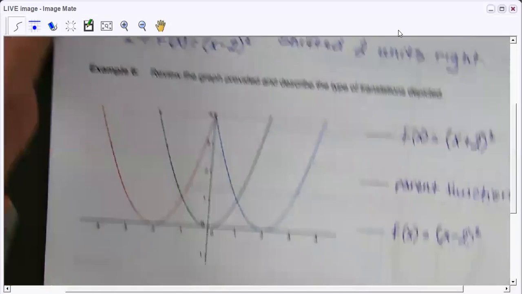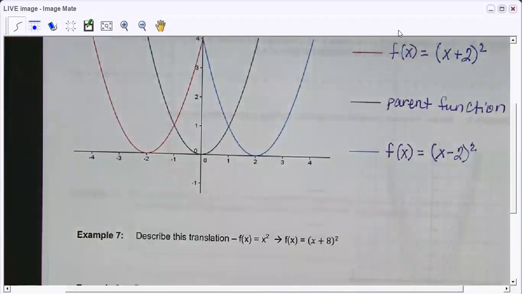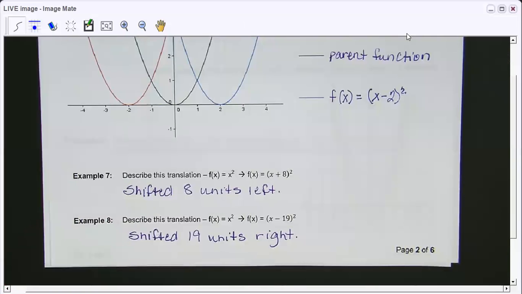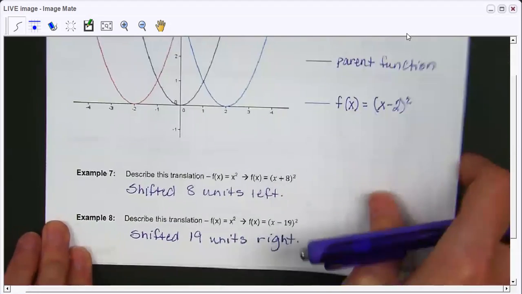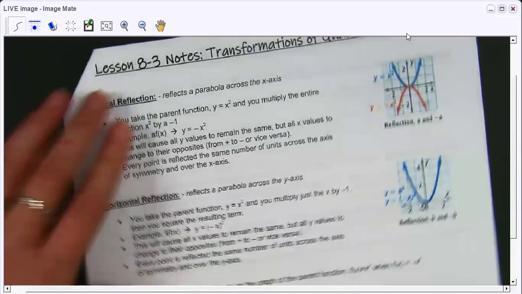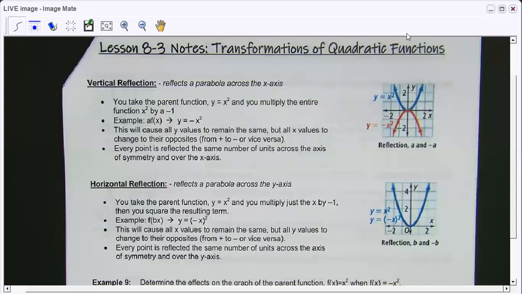All right, I want you to do examples 7 and 8. Oh my goodness. Everything's fine. Okay, I'm perfectly safe. Okay, so here's example 7 and 8. Okay, move over.